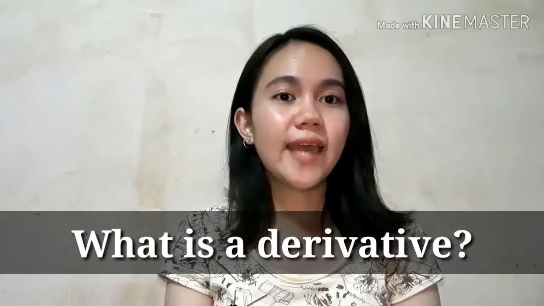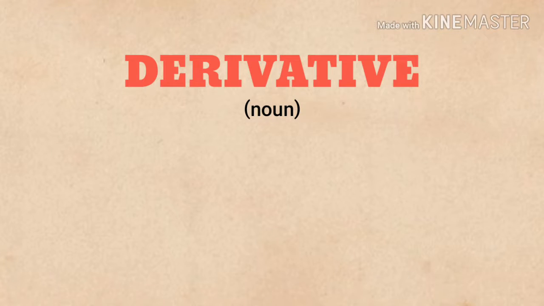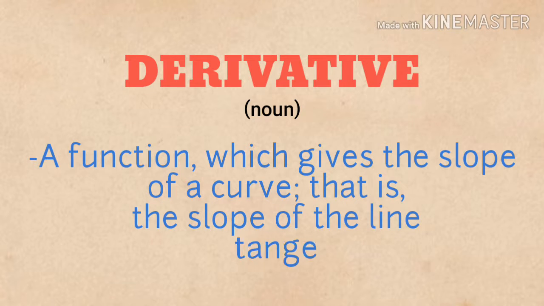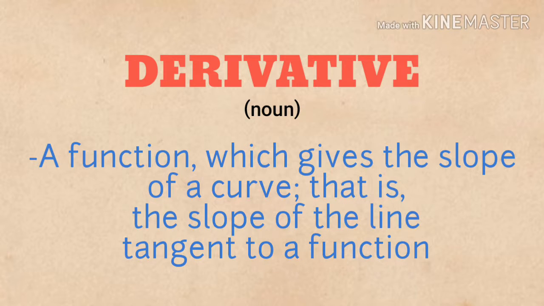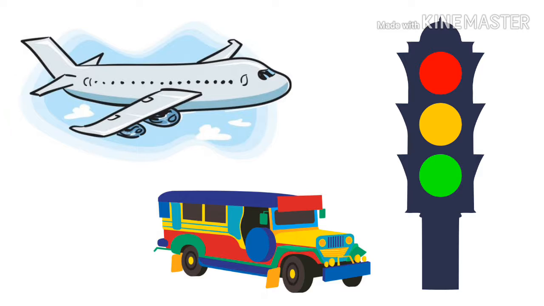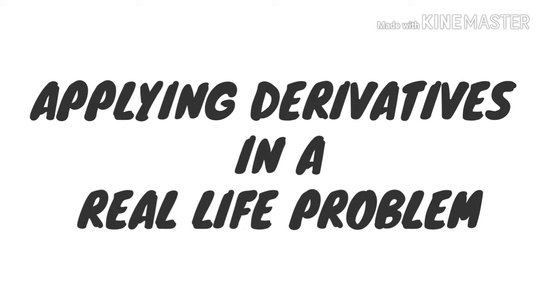But first, we need to define what a derivative is. A derivative is a function which gives the slope of a curve, that is, the slope of the line tangent to a function. The ordinary objects we see, airplanes, traffic lights, jeepneys, all have applications of derivatives. What we'll do now is apply derivatives to a real-life problem.